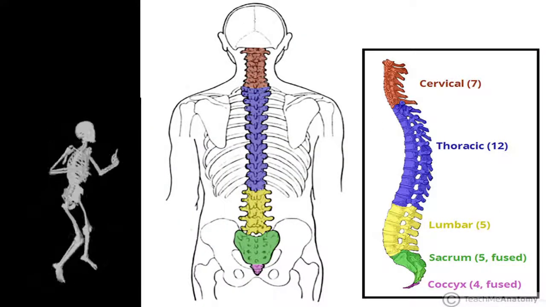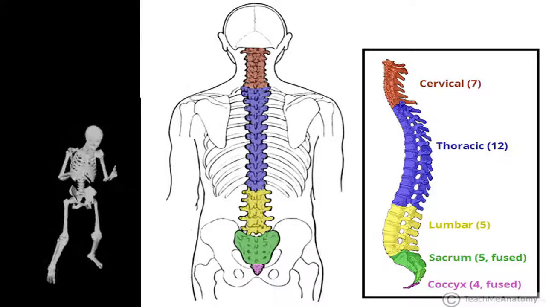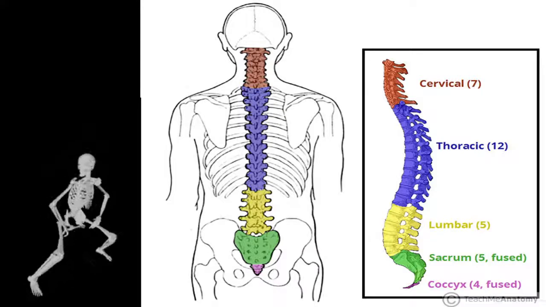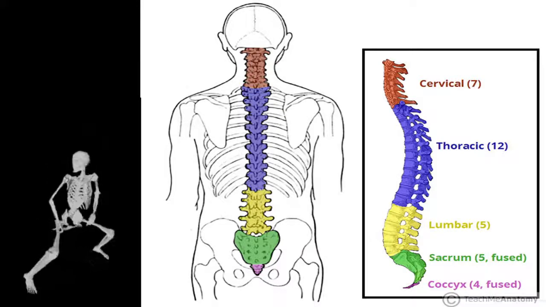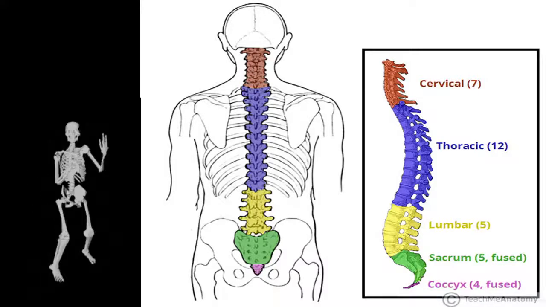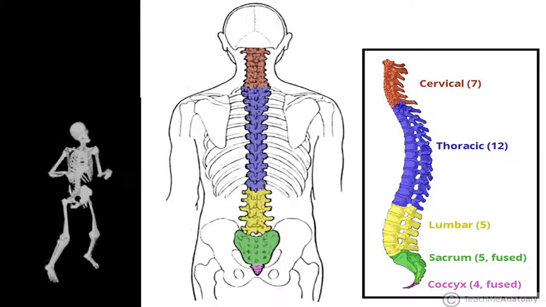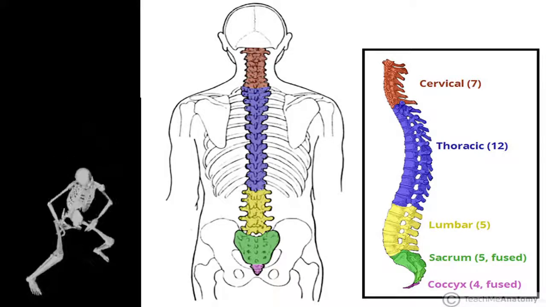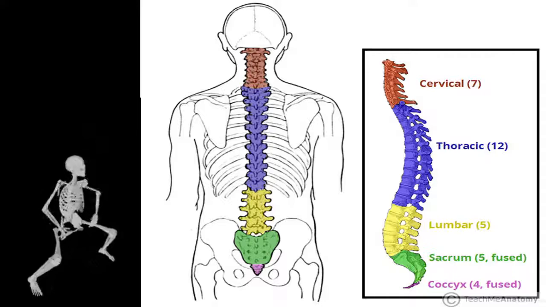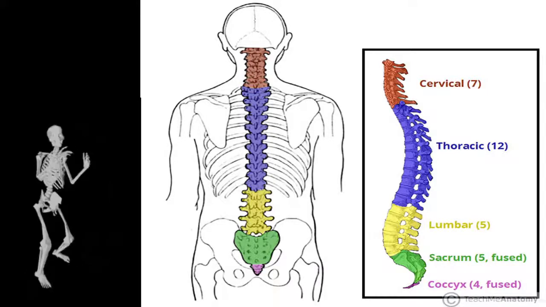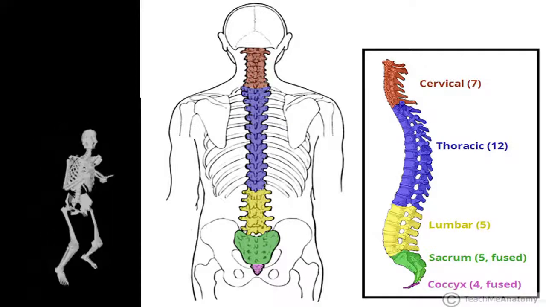This is how our backbone looks like. So actually, it is like a Lego, no? It's like a building block put together. So we have here the neck bone, which is also called the cervical bone, the thoracic or the upper backbone, the lumbar, which is the lower backbone, and then we have the sacrum and the coccyx, which is in our buttocks.